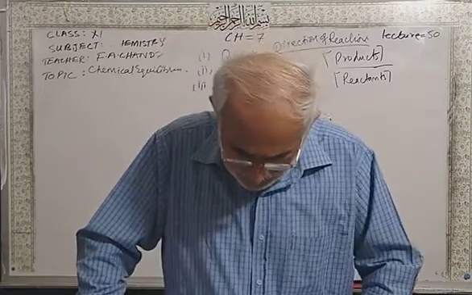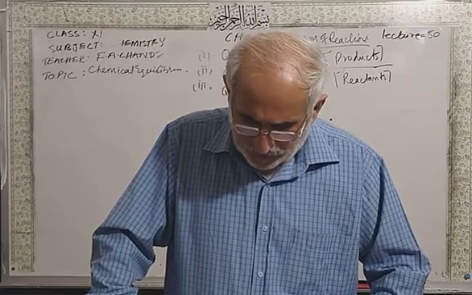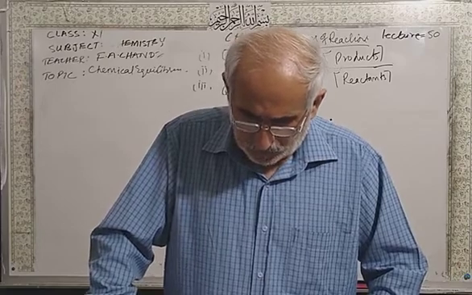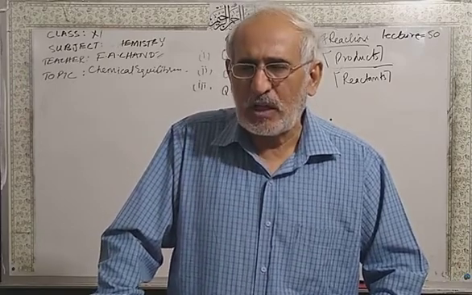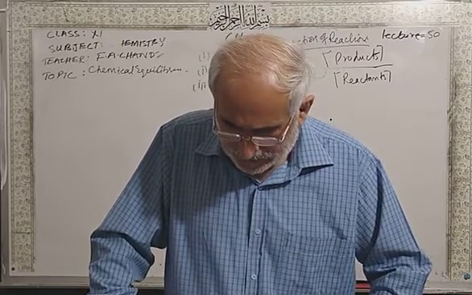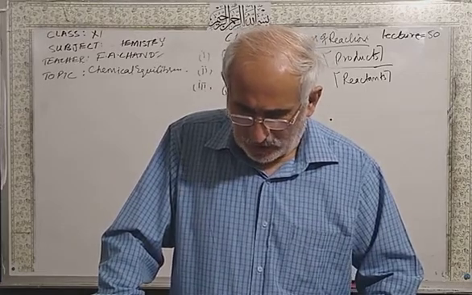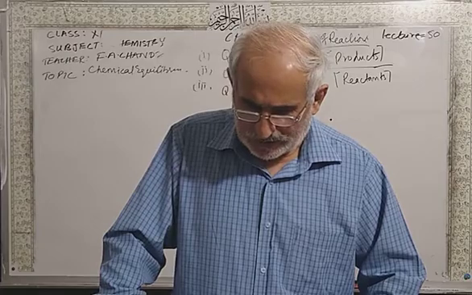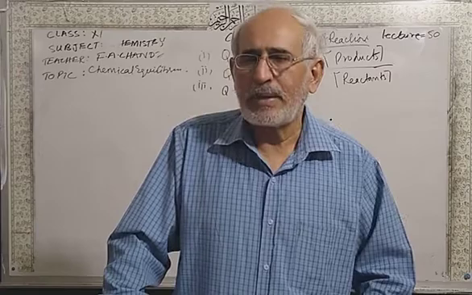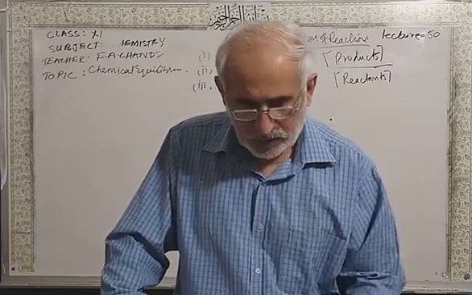After calculating this, you will get the value of Q as 1 into 10 raised to power 3. And the Kc value is given as 6 into 10 raised to power minus 2. So definitely Q is greater than the value of Kc. The chemical reaction must shift towards the left side until equilibrium is reached. You have to show this: Q greater than the value of Kc.